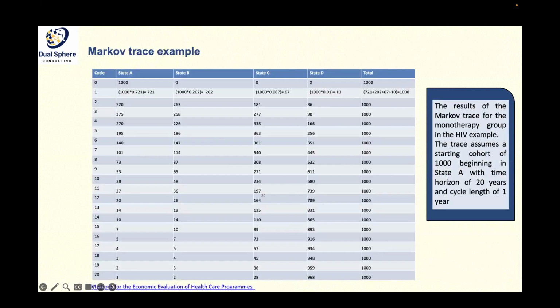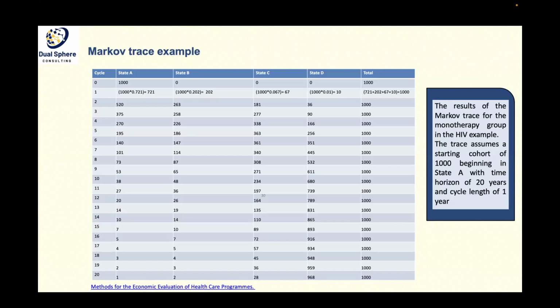This is an example of how a Markov trace is developed. On the left you have cycles, the number of cycles which goes into the model. The cycle can be yearly, monthly, weekly, or daily, based on the type of evaluation you are doing. Then you have different health states mentioned in each column, and you start with a certain number of population in cycle 0, like at the beginning of your model.